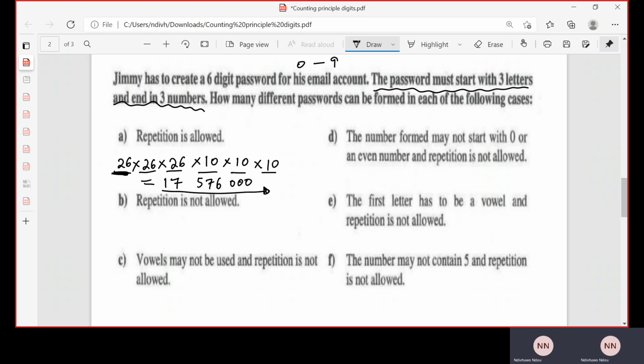Let's move to B. If repetition is not allowed, we must have 3 letters and 3 digits. Okay. Repetition is not allowed. In the first position, you will have to choose from letter A to Z. You have 26 choices. Because repetition is not allowed, in this position, only one letter is going to sit. It means when we come to this position, we will have to choose from 25 of them because you cannot use that again. Repetition is not allowed. Then here, you will have to choose from 24.